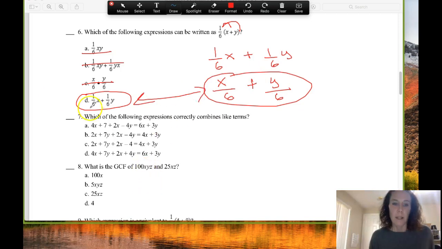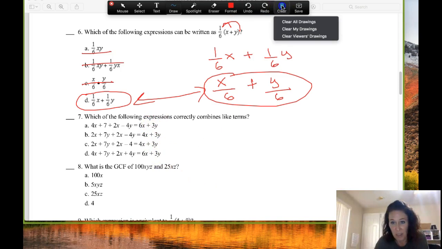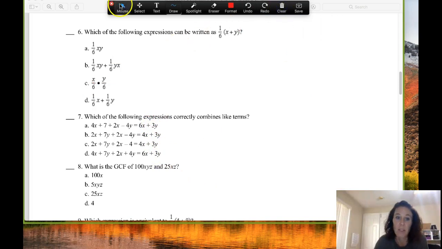All right. Let's go to number 7. Which of the following expressions correctly combines like terms? So basically they're giving us 4 problems here and say, check these, see if they're right. So let's look.